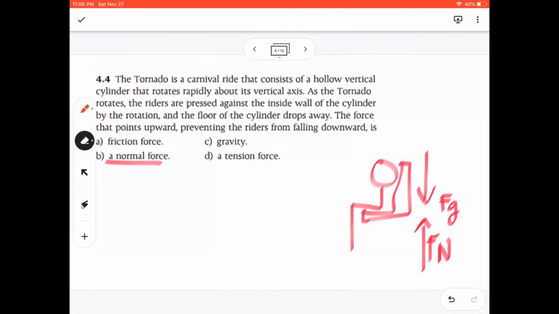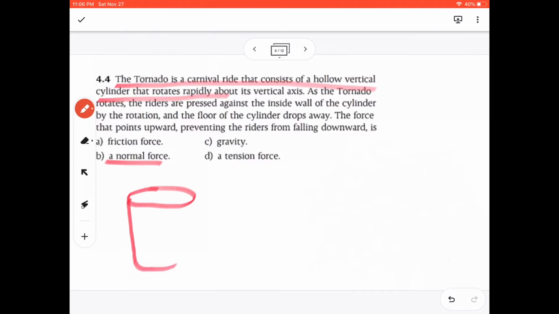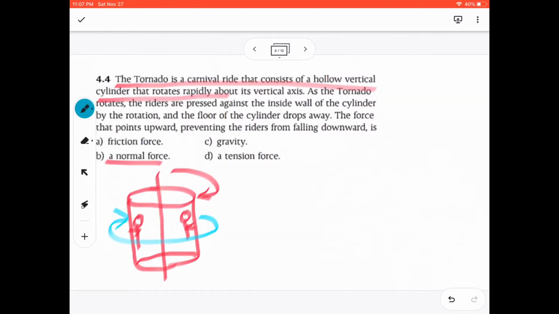It's a tornado carnival ride. I don't know what that is. I haven't been in one, but according to the explanation over here, it's a hollow vertical cylinder. So it's like this. It's a hollow vertical cylinder, and as it turns rapidly, the person will be pressed against the sides of the cylinder. Another person will be here pressed against the side as it is turning vertically along this axis. So this will turn rapidly in this direction, and the people will be pressed against the walls, and then they will not fall down.